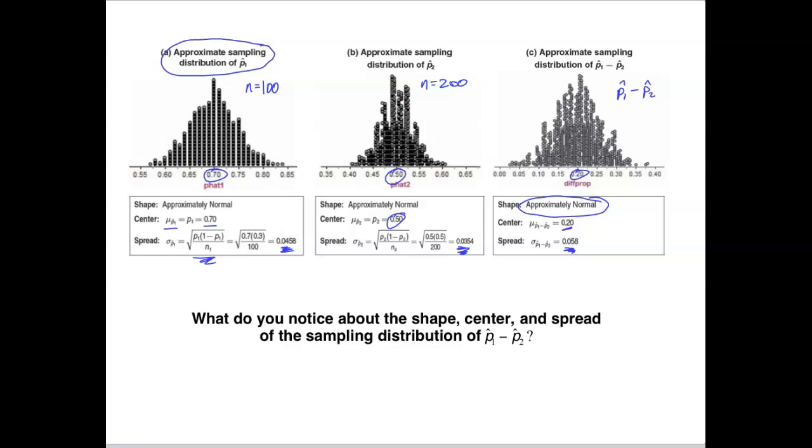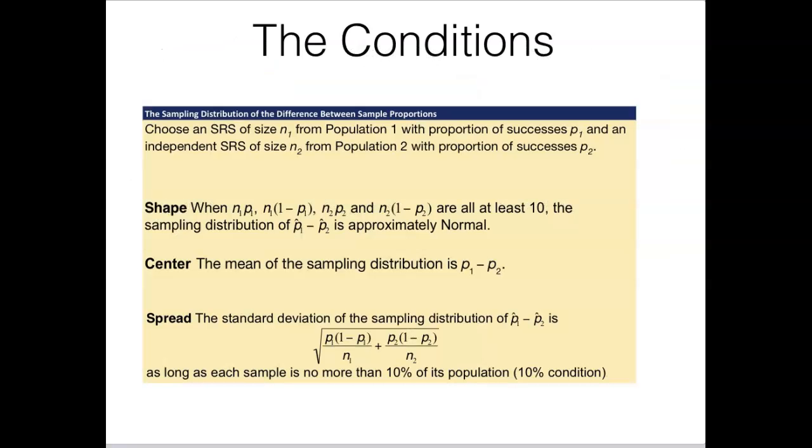So what we notice, both individual sampling distributions were approximately normal. The difference in sampling distributions, approximately normal. The mean seems to just be the difference in population proportions, 0.7 minus 0.5. And the spread, we'll talk about that. But here are your formulas.